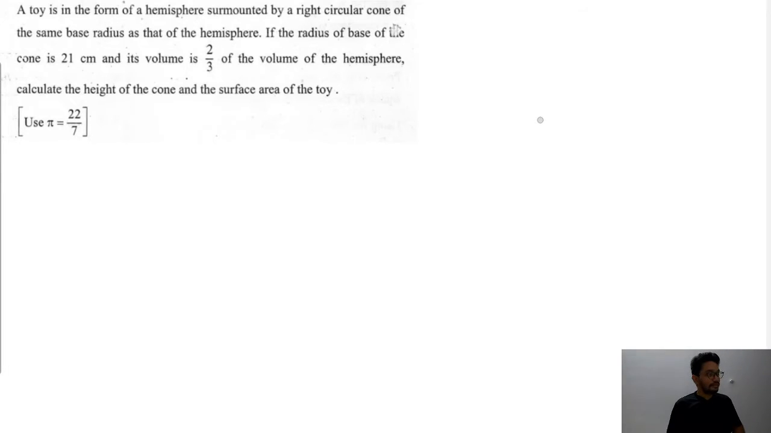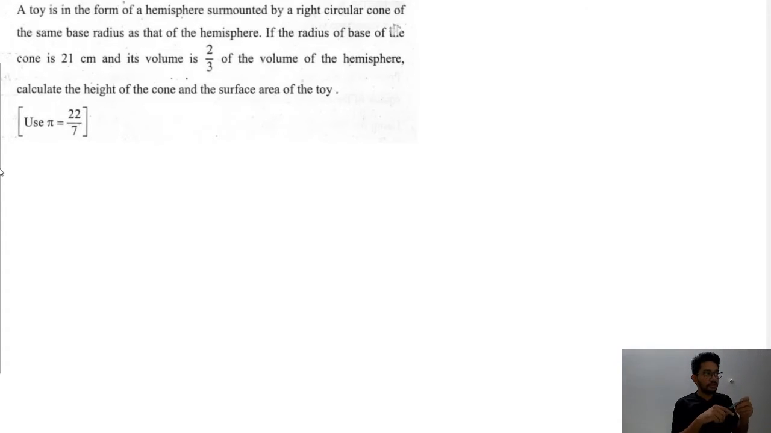So, our question is, a toy is in the form of a hemisphere surrounded by a right circular cone of the same base radius as that of the hemisphere. If the radius of the base of the cone is 21 centimeters and its volume is 2 by 3 of the volume of the hemisphere, calculate the height of the cone and the surface area of the toy.